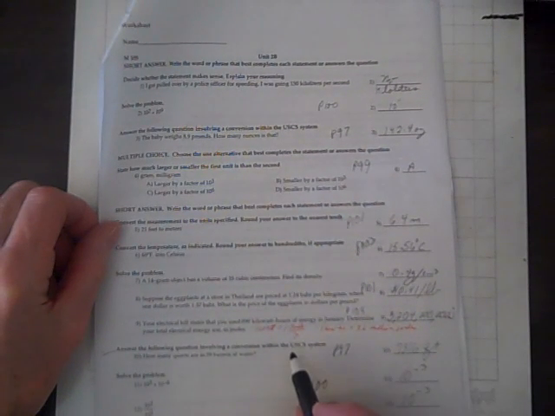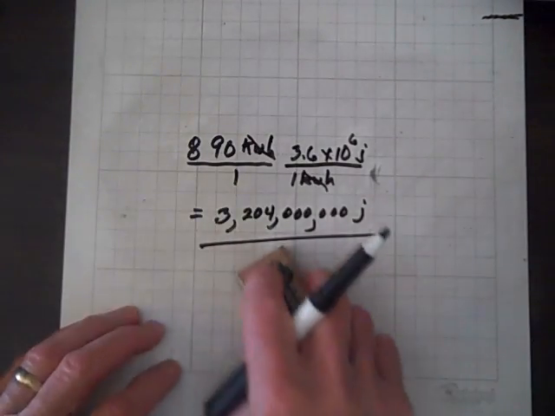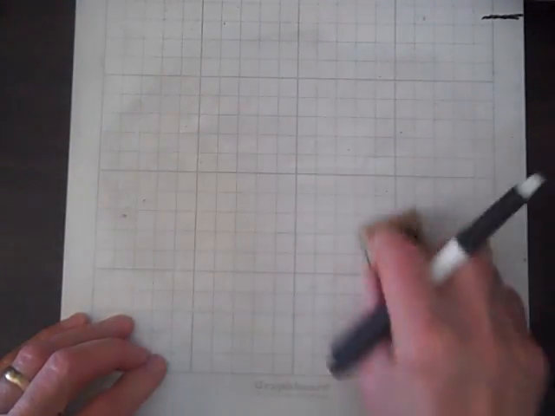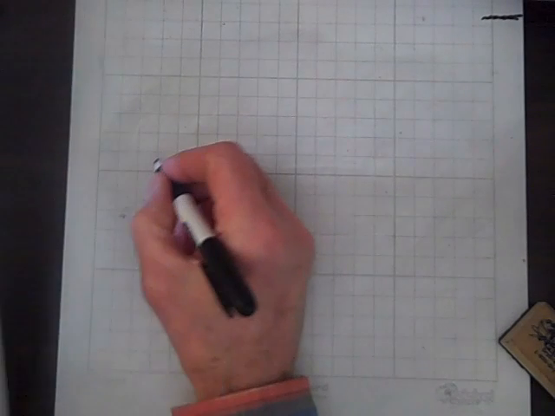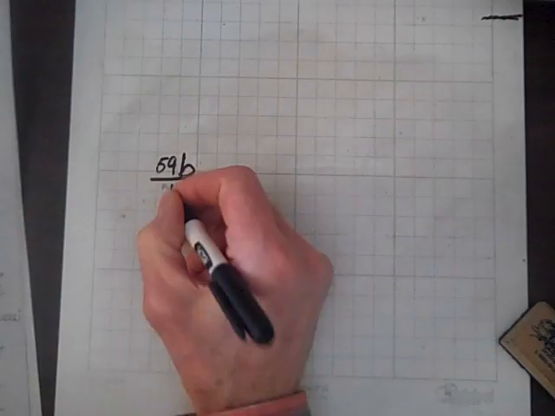For number 10, answer the following question involving conversions. How many quarts are in 59 barrels of water? Okay, well, we've got to go to page 97 for this. So we've got 59 barrels. I'll just use a B over 1. And we go to page 97, and let's see what the conversion is.